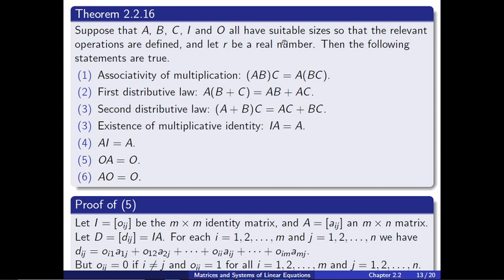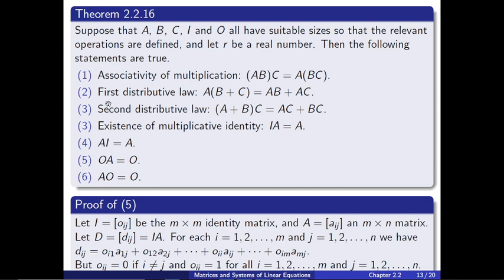So that's what it means to say suitable sizes, right? Then the following statements are true. So associativity of multiplication. Matrix multiplication is associative. So in other words, (AB)C is equal to A(BC), right? Again, it doesn't really matter which order you take. It means we are going to get the same answer.